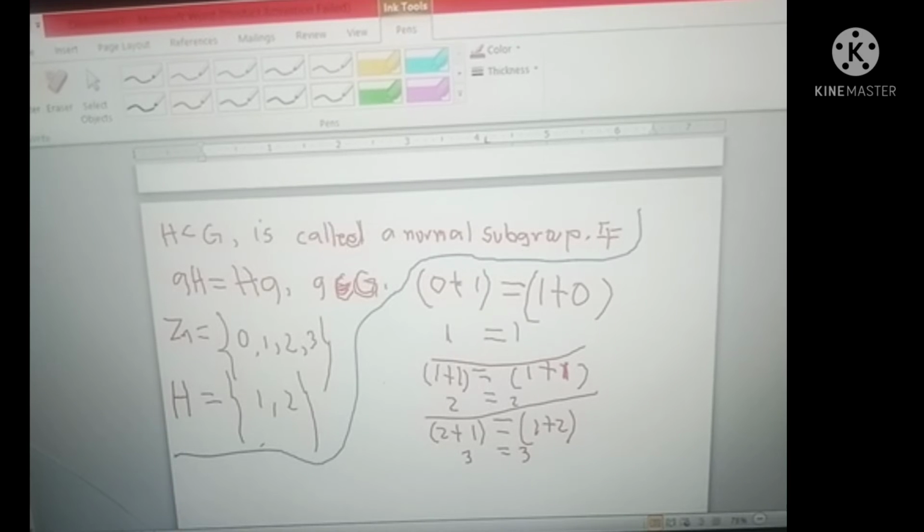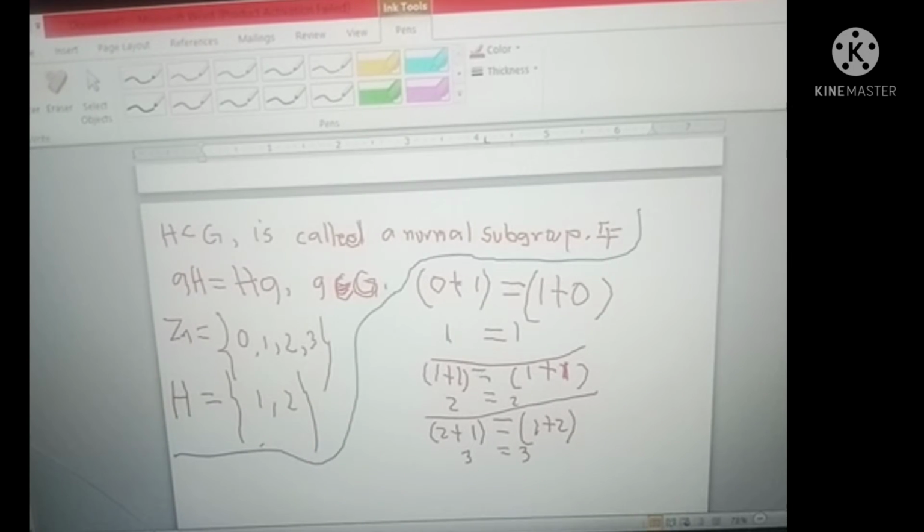So we have the left coset and the right coset equal to 3. We are going to perform this, 0 plus 2 or 2 plus 0, which are equal. So this subgroup H in G, H is a subgroup in G, is called a normal subgroup if the left coset is equal to the right coset for every g that belongs to the group G.